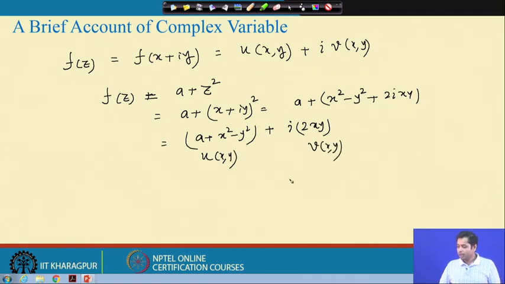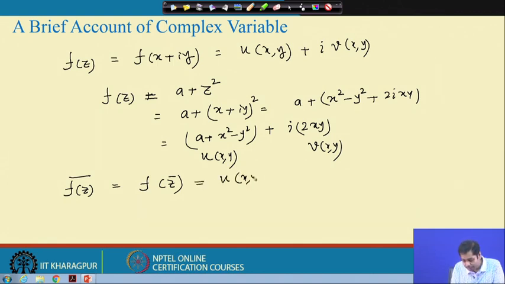So, any function can be written in terms of two separate functions u and v. We will shortly see what is the relation of u and v, and what conditions u and v satisfy for a function to be differentiable. Now, similar to z bar, we can also define the conjugate of a complex function, which is f bar, and that is essentially a function of z bar. In terms of the same variables, we can write it as u of x and y minus i into v of x and y.